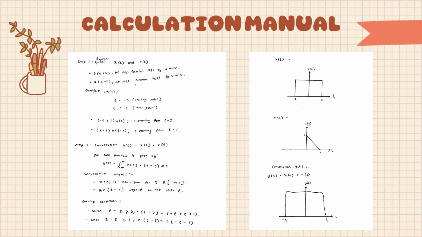To find the convolution, xt has to be multiplied with rt. To obtain that, we will need to perform the integral function. So the integral function will be from negative infinity to infinity.